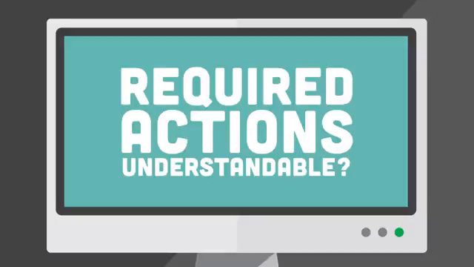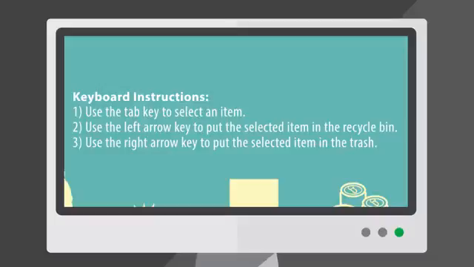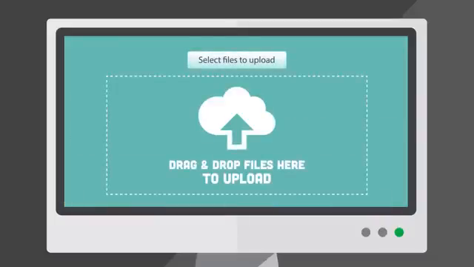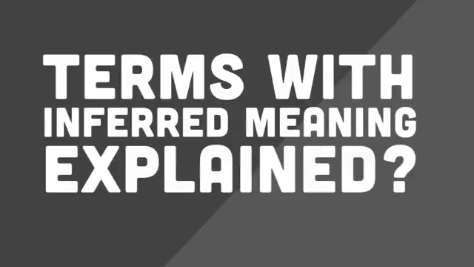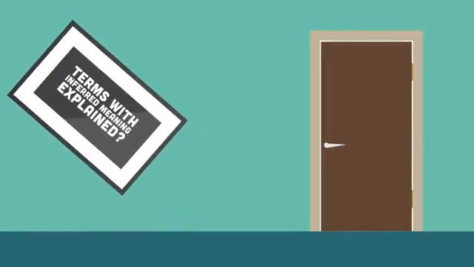Are all required actions understandable? For example, if you use a drag-and-drop interaction, the instructions for keyboard shortcuts need to be clear and easy to use. If a learning management system allows file uploads using drag and drop, the alternate file upload method needs to be the first thing a screen reader encounters. Are terms with inferred meaning explained? For example, a learner who has been deaf from birth might not understand that slamming the door often infers that a person left angrily.